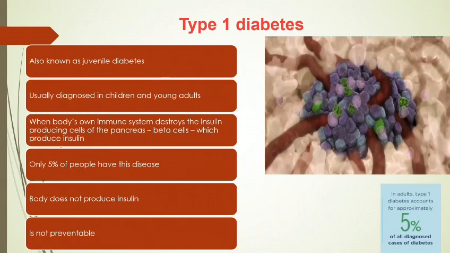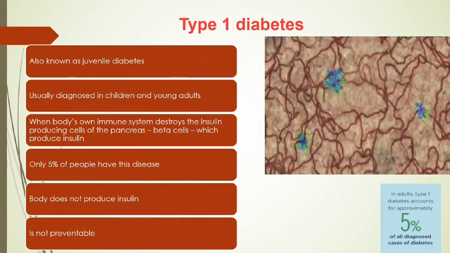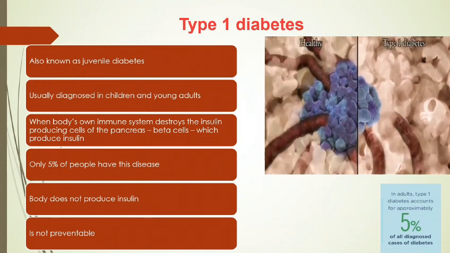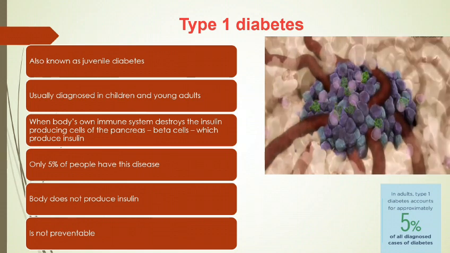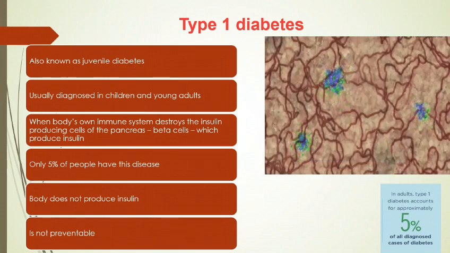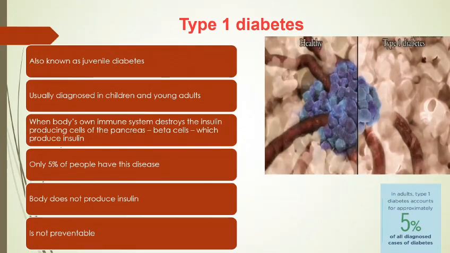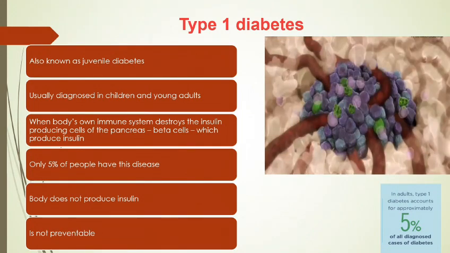Let's see in detail about type 1 diabetes. It is also known as juvenile diabetes. It is usually diagnosed in children and young adults. It is an autoimmune disorder where the body's own immune system destroys the insulin producing cells of the pancreas. Here in this video you can differentiate the healthy and type 1 diabetes, where the autoimmune reaction is taking place, where the immune system is destroying our beta cells of the islets of Langerhans. That is the reason why insulin production is getting disturbed. So this is the reason for type 1 diabetes.